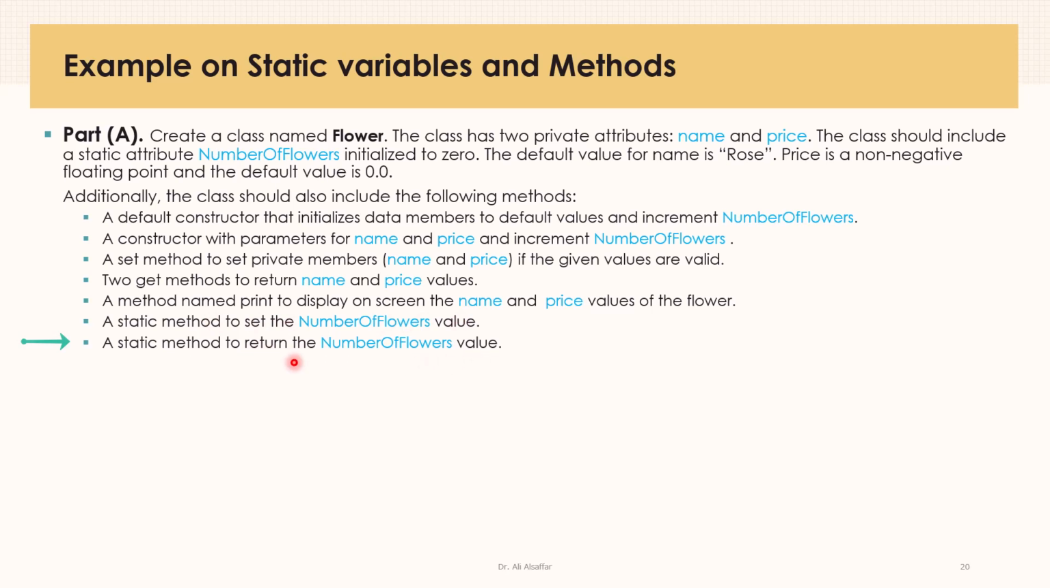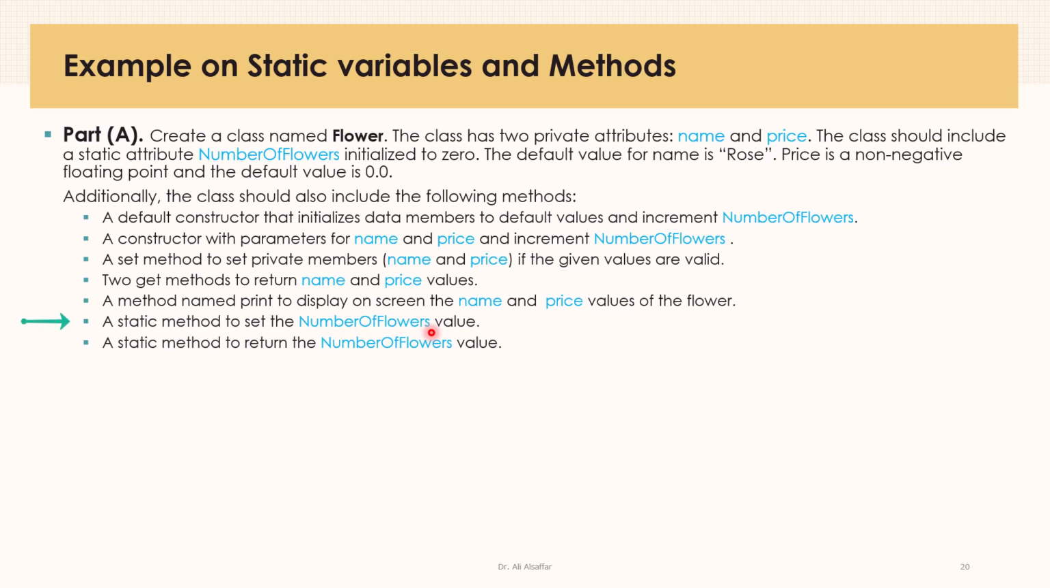Including getting number of flowers is fine. Why? Because when we get the value of number of flowers, the number of flowers will not change. But when you use the set method for a variable, here you are changing the variable and you have to ask yourself, what is the purpose of the variable number of flowers? Its purpose is to count how many flowers we have in our program. And you can find this answer by counting how many objects you have created from this class. And this can be done from the constructor itself.